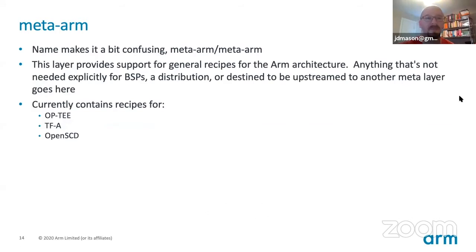So MetaArm is made up of a bunch of different pieces, and most confusingly, we have MetaArm. The confusing part here is that MetaArm is a collection of layers, and inside that we have the core pieces of layers, which we are calling MetaArm. So these are the generic recipes. For example, the trusted firmware A recipes, the OP-TEE recipes, and recently we pulled in something called OpenCSD support. So this is really just the core pieces that other layers will want to reference.